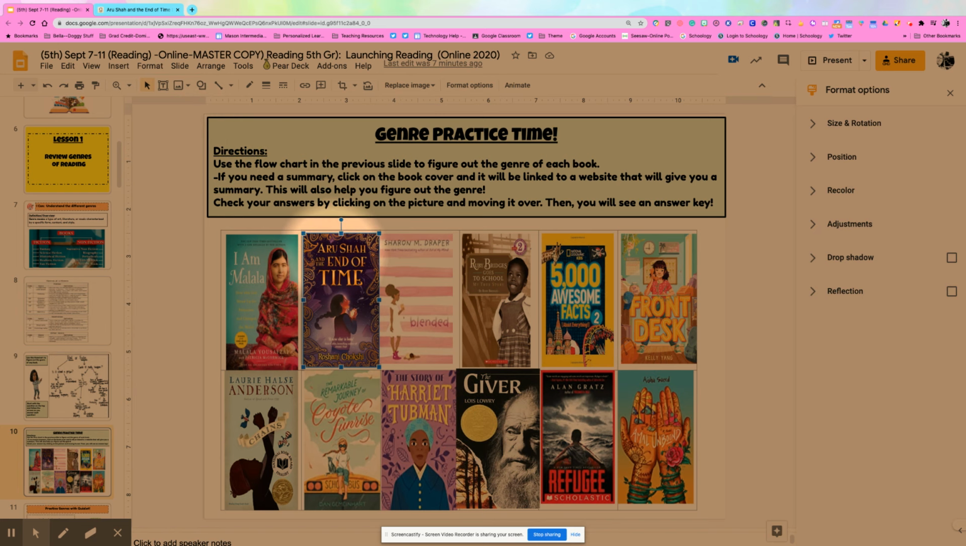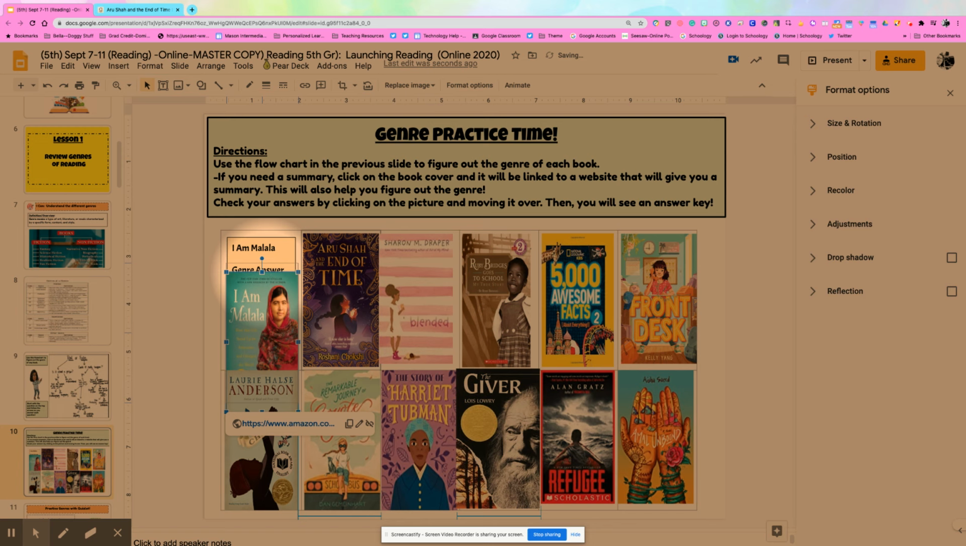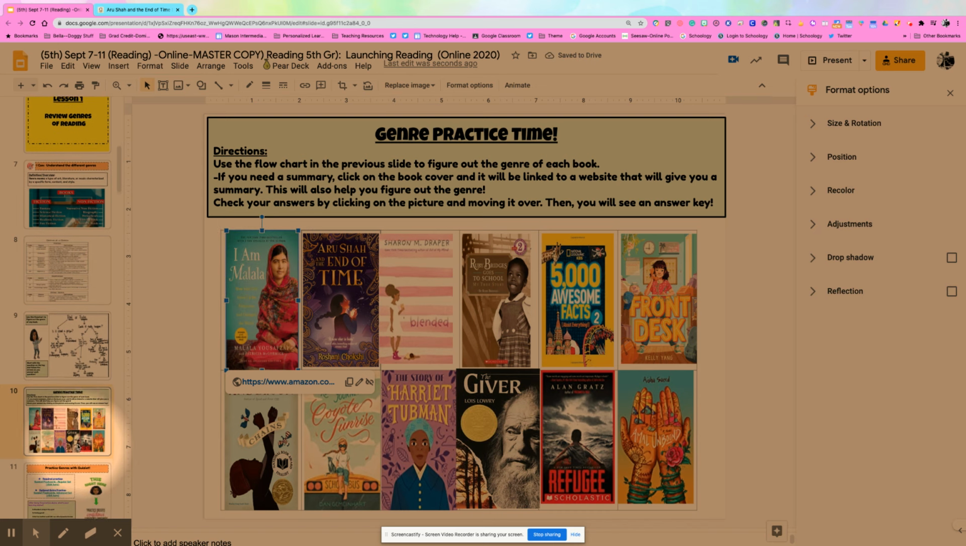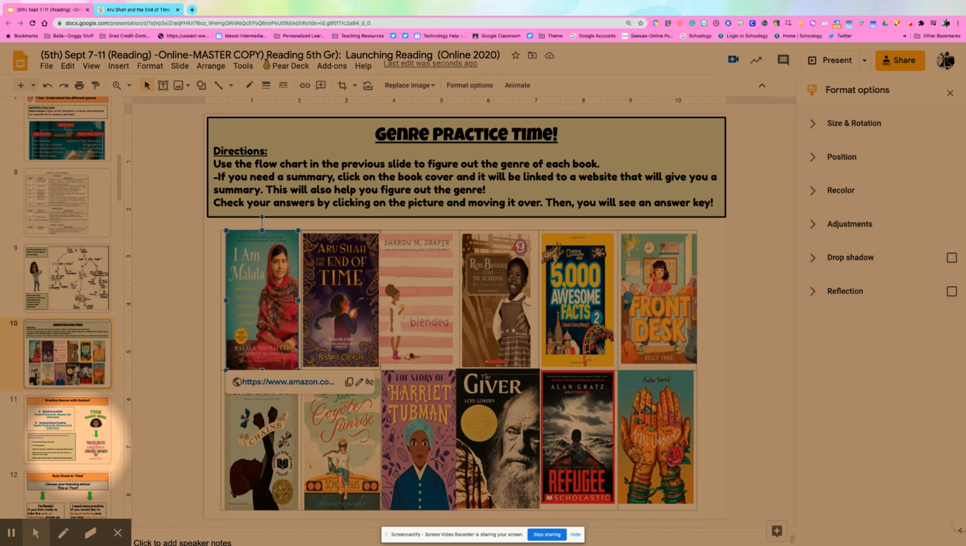One other feature I added is once you guess the genre, you're going to grab the corners and drag it down, and then it's going to give you an answer key. So you just drag it all the way down and you'll see the answer. I won't show you the answer for that one just yet. Okay, let's go to the next slide. So that's a good way to practice and check yourself.